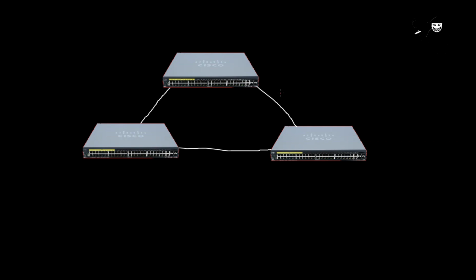The Spanning Tree Protocol also supports network failure. This is because when the non-blocked route fails, the blocked route gets unblocked and operates.